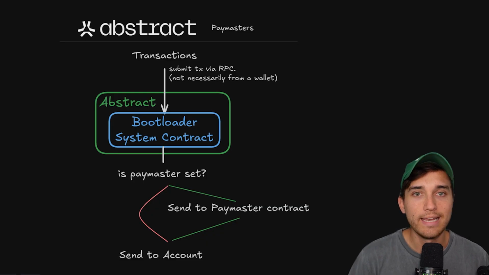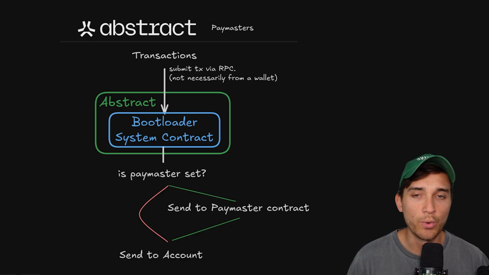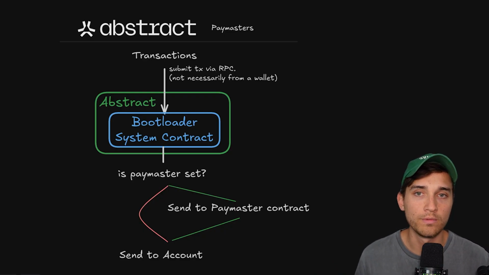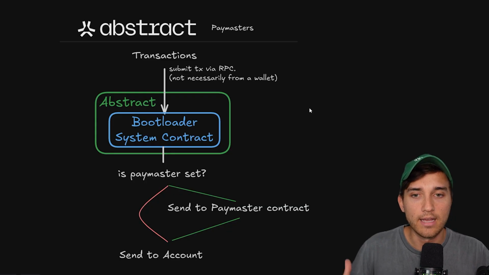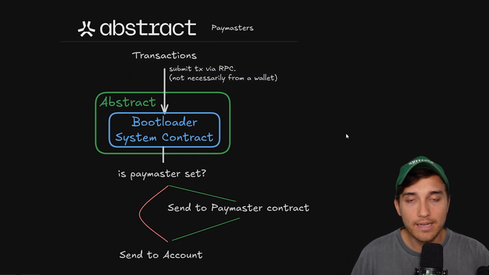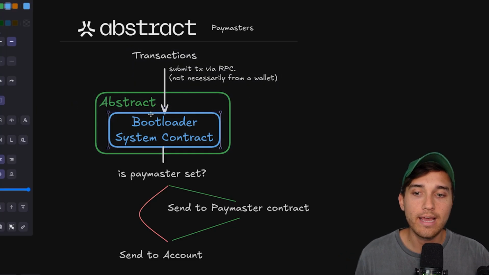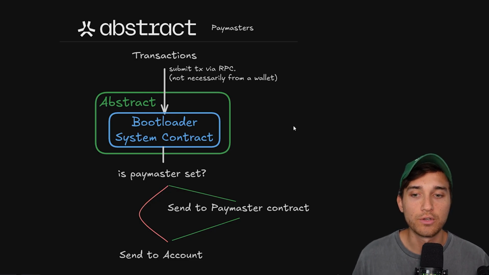Before we dive right into the Solidity side of this video, I thought I'd give you a quick little overview of the concepts and an understanding of how Paymasters are actually built into the protocol and natively understood when it comes to building on Abstract. So the flow that this occurs through at a high level is transactions get sent via an RPC and they hit a special system contract called the bootloader. Now, there are a couple of nuances to this.